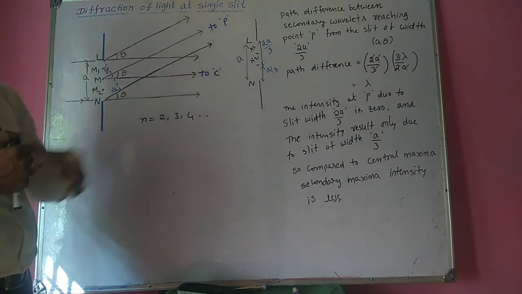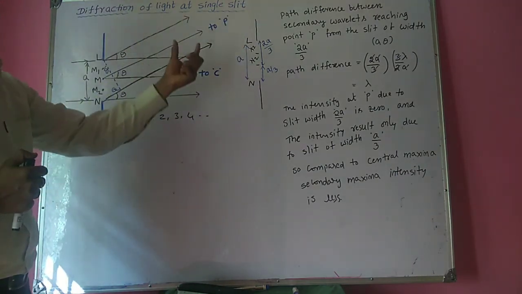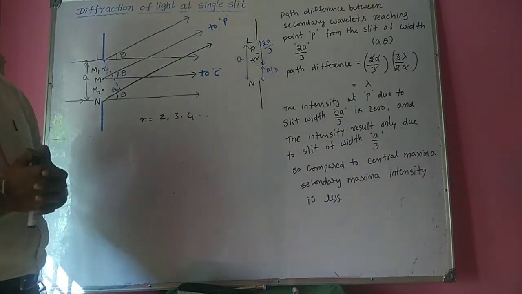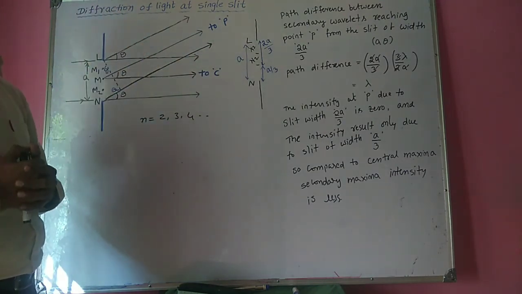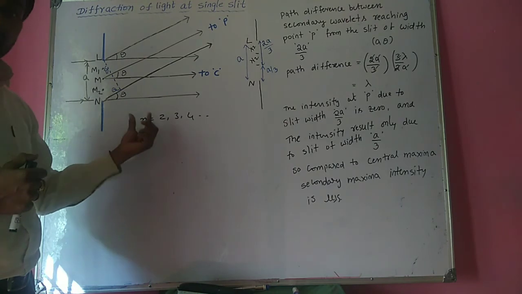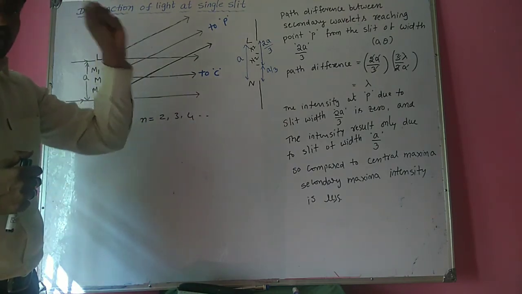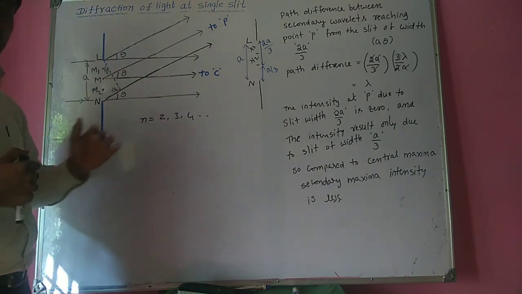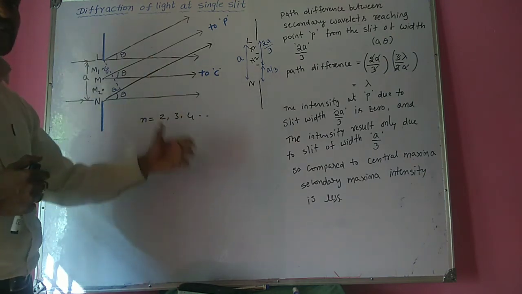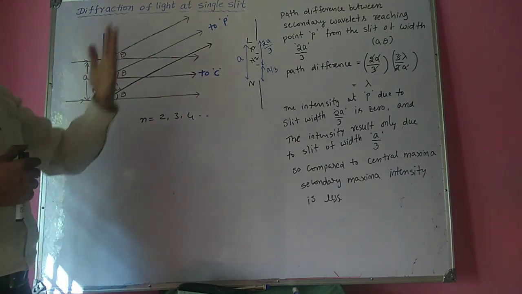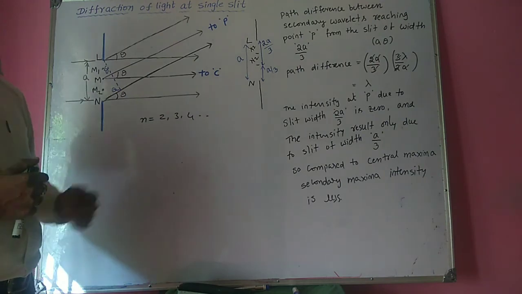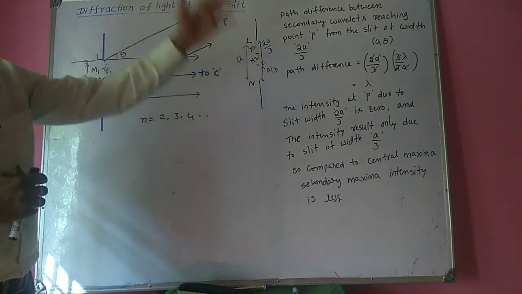But in case of interference, all the bright fringes have equal width. That is the major difference between interference and diffraction. In case of interference, all the bright fringes have the same brightness. But in case of diffraction, the central maxima has the highest brightness, highest intensity. As the order increases, the brightness, the intensity goes on decreasing.